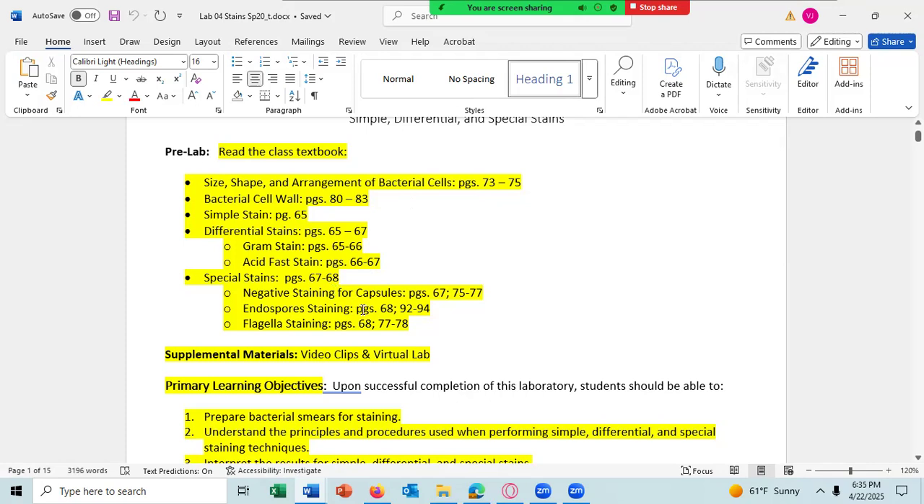And we'll talk about the negative staining for capsules on page 67 and 75 to 77. The endospore stain on page 68 and page 92 to 94. And then the flagella stain on page 68, as well as page 77 and 78. There are some supplemental materials in today's lab. There are some video clips and another virtual lab.